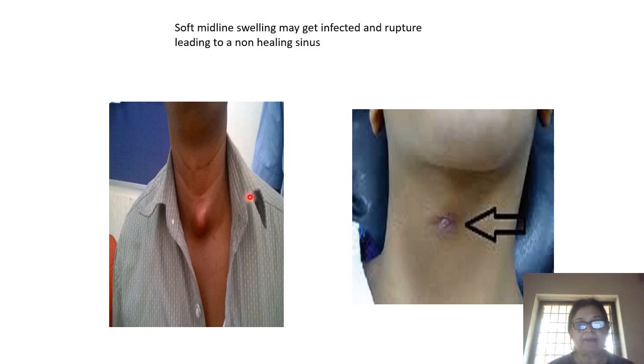Once that happens, they will be left with a fistula. That is a thyroglossal fistula. Nobody is born with a thyroglossal fistula. It's always a cyst which ruptures, fine? And then it becomes a thyroglossal fistula.